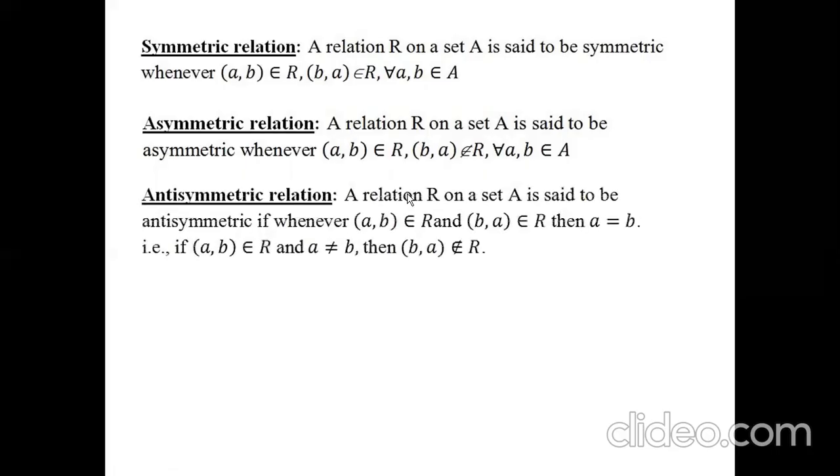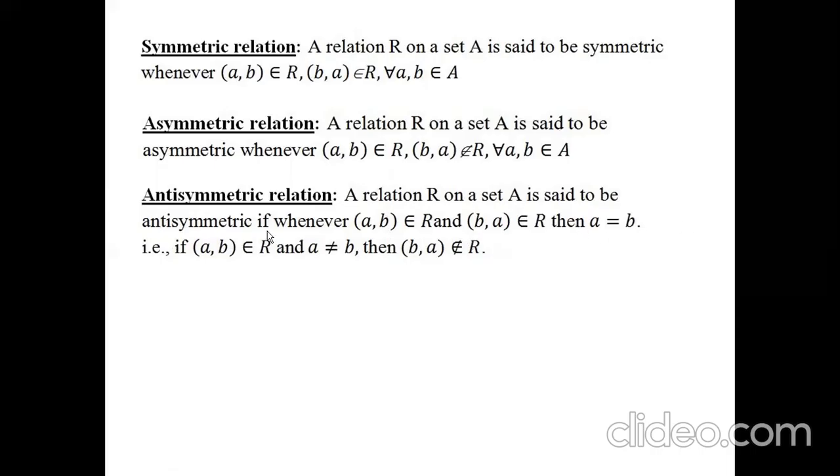Now the next is about antisymmetric relation. A relation R on a set A is said to be antisymmetric if whenever (a, b) belongs to R and (b, a) belongs to R, then a is equal to b.